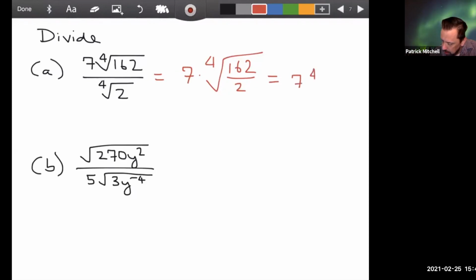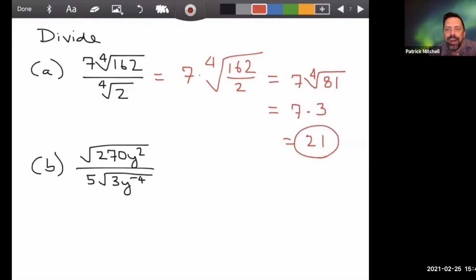is 81. It's almost as if somebody rigged this. Spoiler alert, they rigged it. All right. The 4th root of 81 is 3. So believe it or not, that big nasty expression just comes out to 21. All right. And then a similar example with square root. This might be a good one for you to pause the video and try yourself.